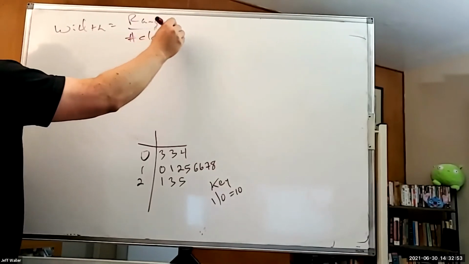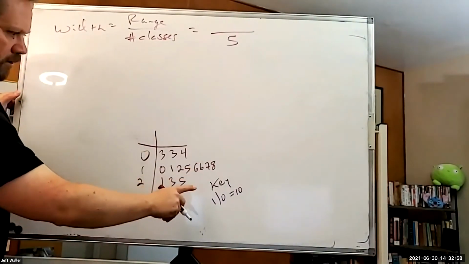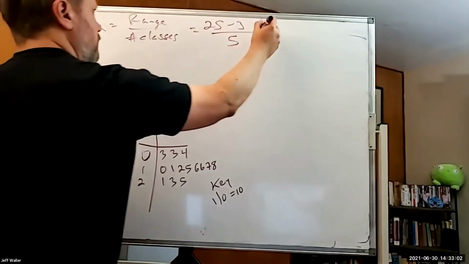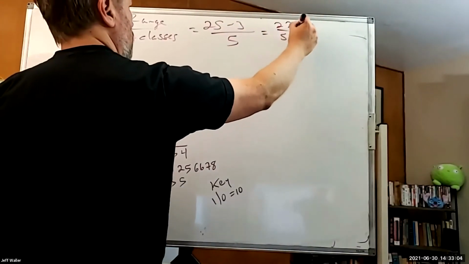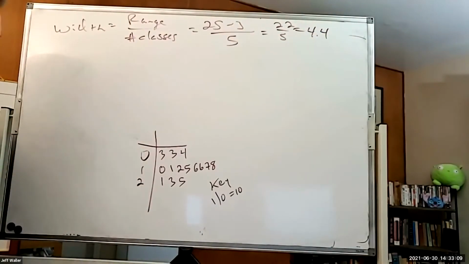How many classes do you want to use? 5. Okay. And the range will be the highest minus the lowest. So 25 minus 3. What do I do with that? Round it up.